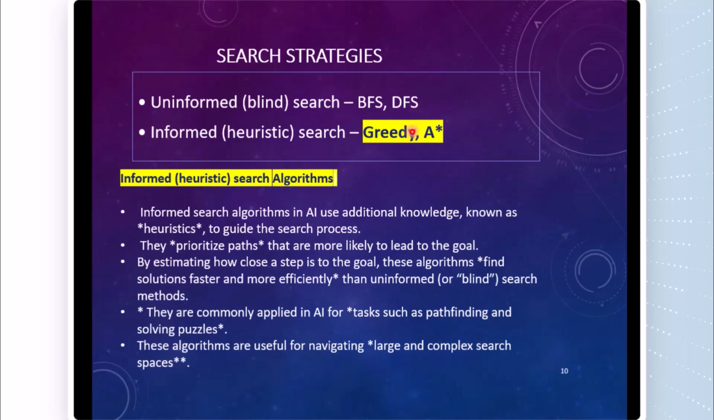Now let's look at informed search, which is also referred to as heuristic search. An informed search algorithm in AI uses additional knowledge known as heuristics to guide the search process. They prioritize paths that are more likely to lead to the goal by estimating how close a step is to the goal. These algorithms find solutions faster and more efficiently than uninformed or blind search methods. So they are commonly applied in AI for tasks such as pathfinding and solving puzzles. And these algorithms are quite useful for navigating large and complex search spaces.